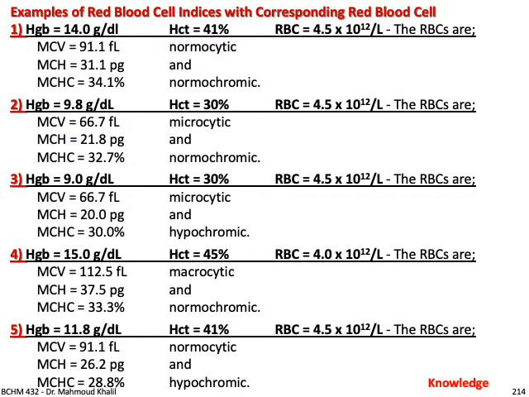From this slide, which is only for knowledge, you can see an example of red blood cell indices with corresponding red blood cell counts and everything, and MCV and MCH and MCHC. So you can see how they interpret the result to link it to a certain abnormality or disease. And this slide is only for knowledge.